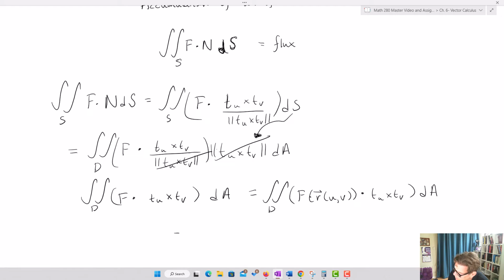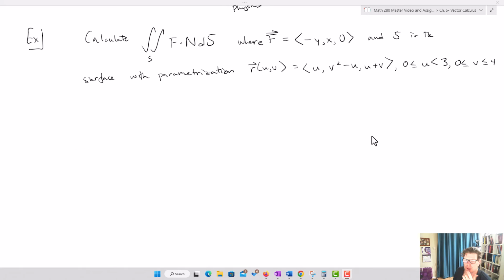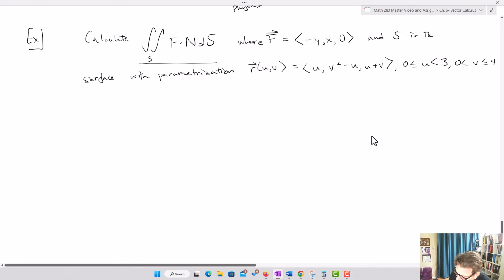And this thing here, we write this generally as, so let's look at an example. Let's actually just set this up. You can utilize a computer in order to integrate it. What we've got here is our surface integral F dot n dS. We're looking for its flux. And we have F is negative y, x, 0, and S is our surface that's parametrized as r(u,v) = (u, v squared, minus u plus v), with 0 less than or equal to u less than or equal to 3, and v between 0 and 4.